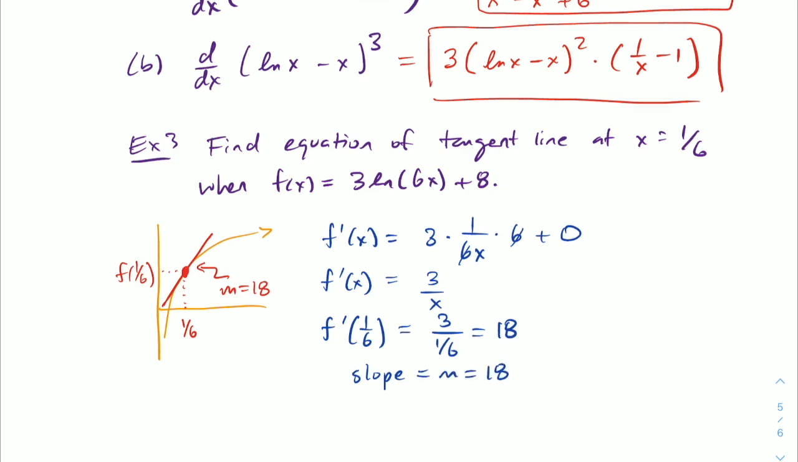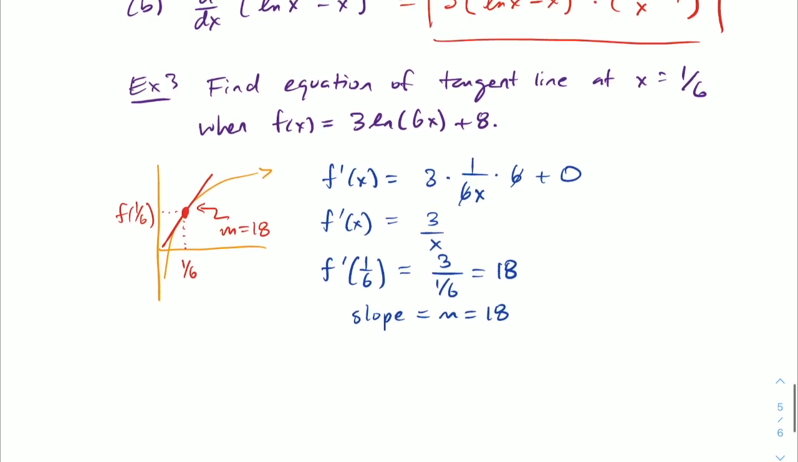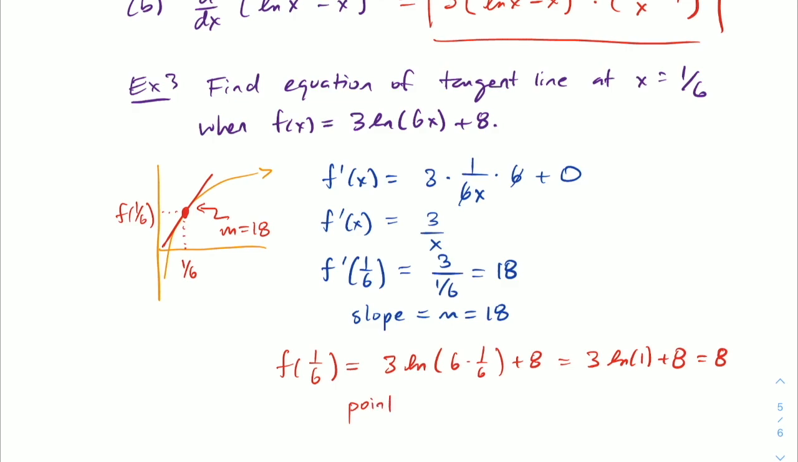All right, now we want to find a point on this line. Okay, so we're going to put 1/6 into the function and figure out the corresponding y value. So we'll get 3 times the natural log of 6 times 1/6 plus 8, which is 3 times the natural log of 1 plus 8. The natural log of 1 is 0, so that outputs just 8. So our point here is (1/6, 8).